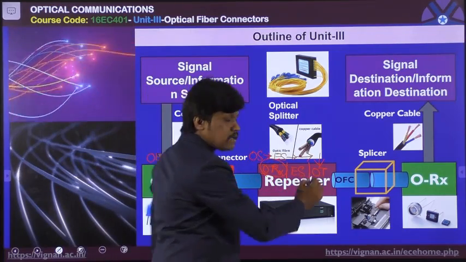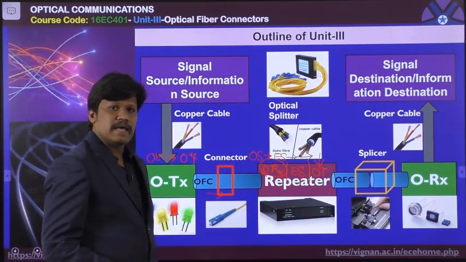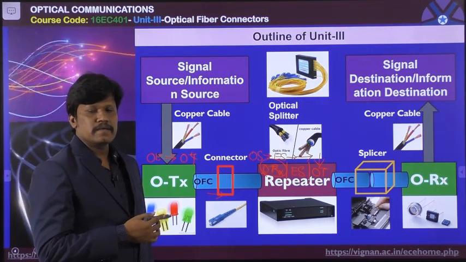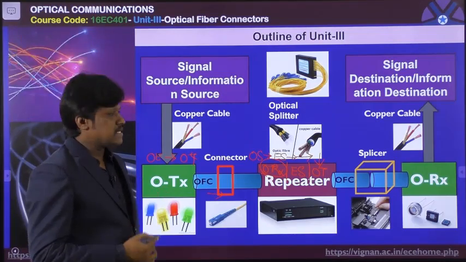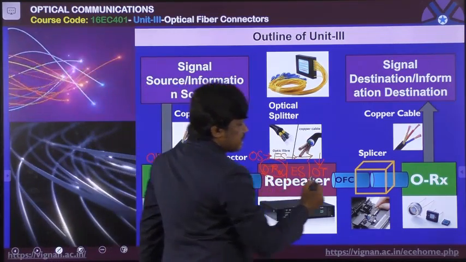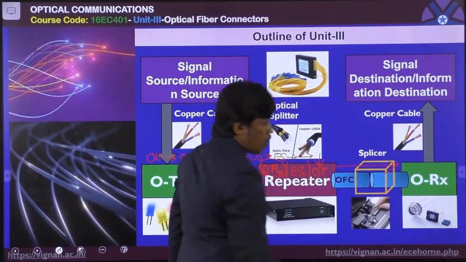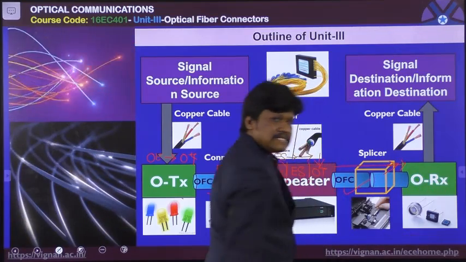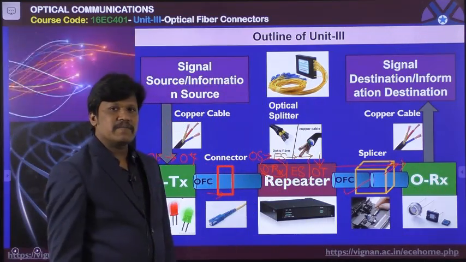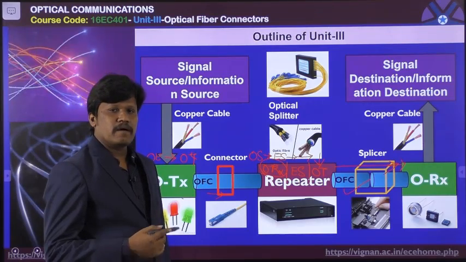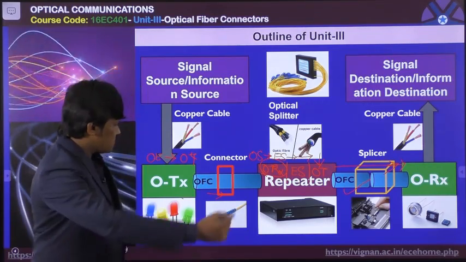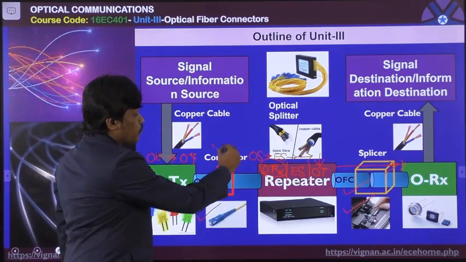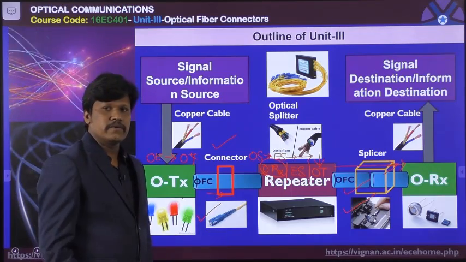This optical transmitter again converts the electrical signal into optical signal, and it is traveling through the optical fiber cable. So the optical signal is given to the optical receiver. Optical receiver is nothing but a photo detector which will convert back optical signal into electrical signal. So these are the representation of optical connector and optical splicer.